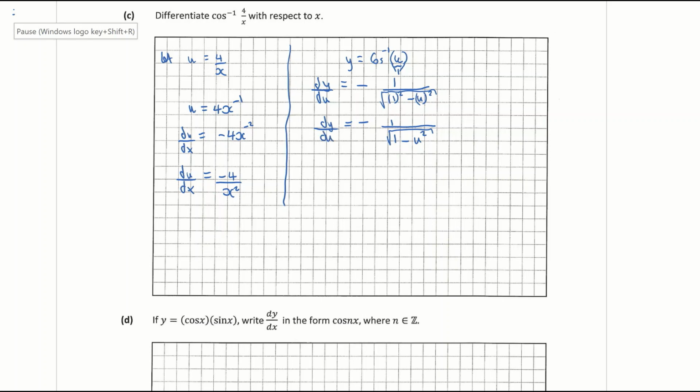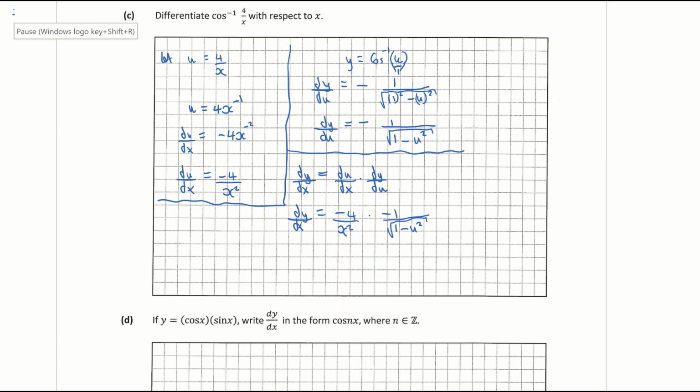Okay, now I want to put them back together. So let me make a bit of room here. I'm now going to do dy dx. That's what I need to differentiate, and that's equal to du dx times dy du. So I need to put it back together. So dy dx is equal to du dx, which I have as minus 4 over x squared, times dy du, which is minus 1 over the square root of 1 minus u squared.